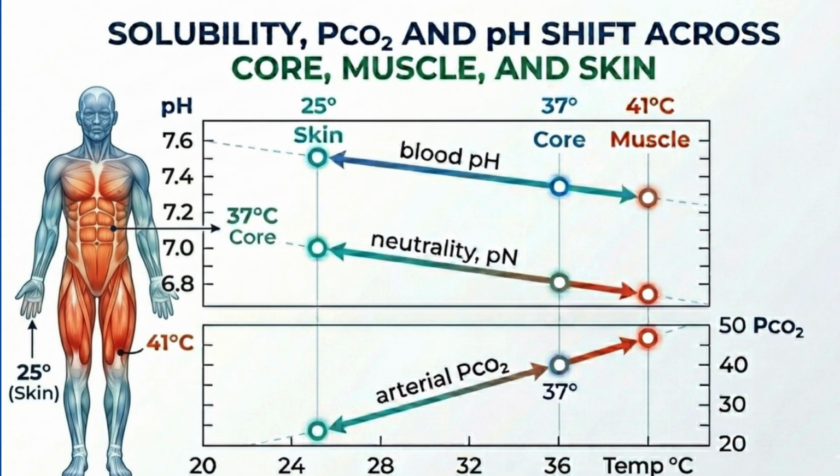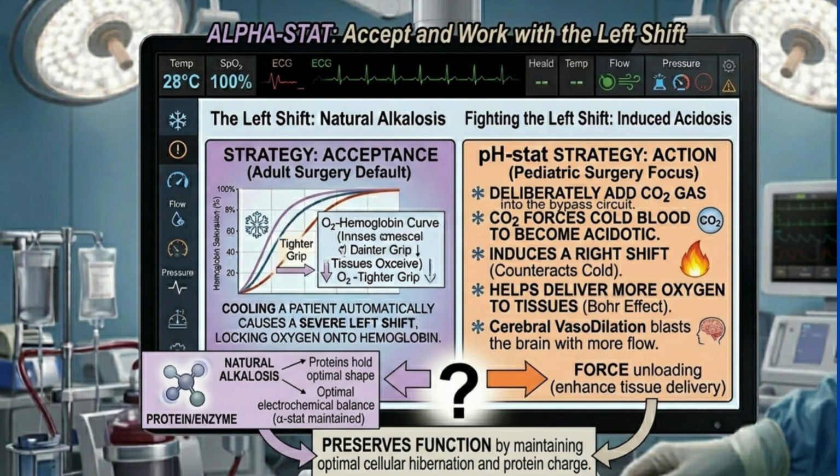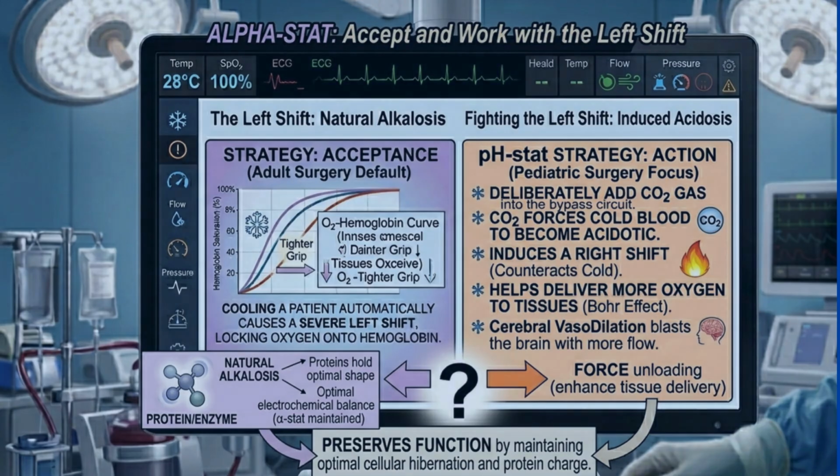As temperature decreases, the neutrality point of water rises. Blood pH rises in parallel. At 37 degrees Celsius, blood pH is approximately 7.4, while neutral water is about 6.8. At lower temperature, both values increase together. Blood continues to track neutrality. This preserves the electrical charges of proteins and the function of critical enzymes. So alpha-stat accepts the natural rise in pH during cooling. It allows physiology to follow its natural, or normal, temperature-dependent pathway.